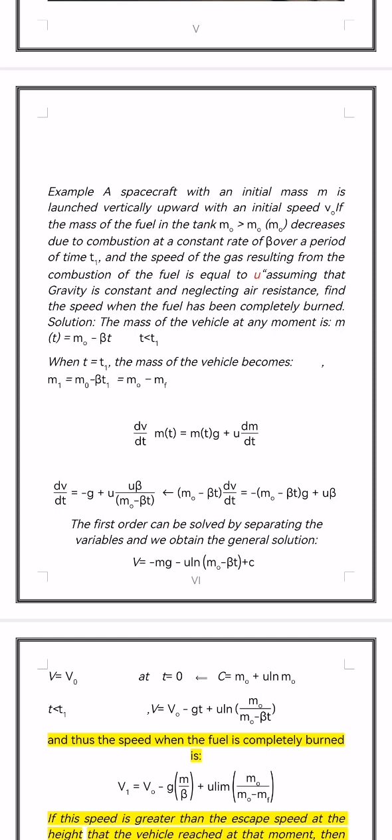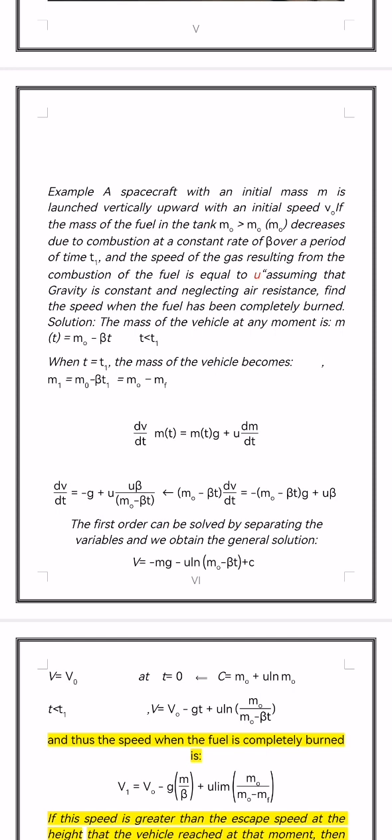Example: a spacecraft with an initial mass m is launched vertically upward with an initial speed v naught. The mass of the fuel in the tank, m naught, decreases due to combustion at a constant rate of beta over a period of time t1, and the speed of the gas resulting from the combustion of the fuel is equal to u, assuming that gravity is constant and neglecting air resistance. Find the speed when the fuel has been completely burned.